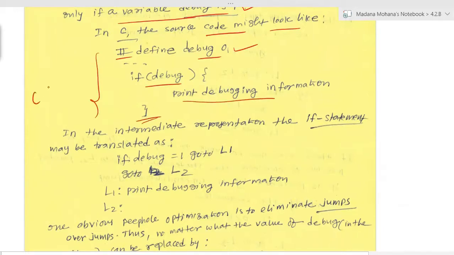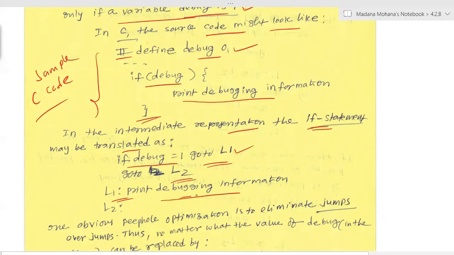This is sample C code. In the intermediate representation, the if statement may be translated as: if debug equal to 1, go to L1. Next, go to L2. Now, what does label 1 contain? Printing debugging information. Then L2, which is blank. So the above if condition can be translated into this form in the intermediate representation.